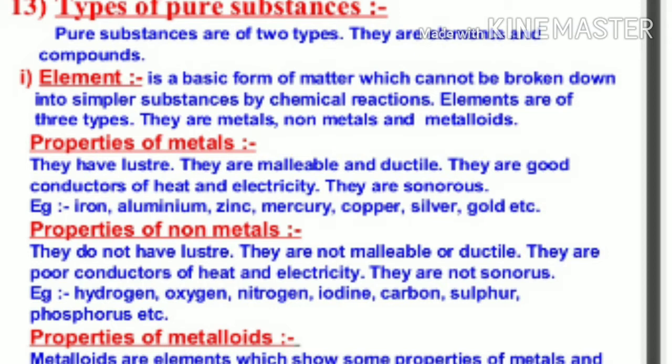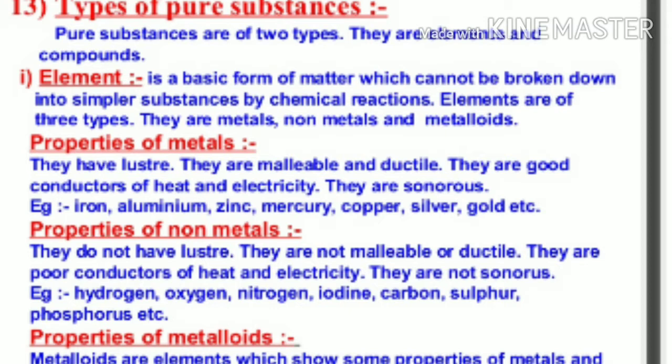So now we'll see some properties of metals. They have luster, they are malleable, which means they can be converted into thin sheets, and ductile, which means they can be converted into thin wires. They are good conductors of heat and electricity, and they are sonorous in nature, which means they make noise. Examples: iron, aluminium, zinc, mercury, copper, silver and gold.